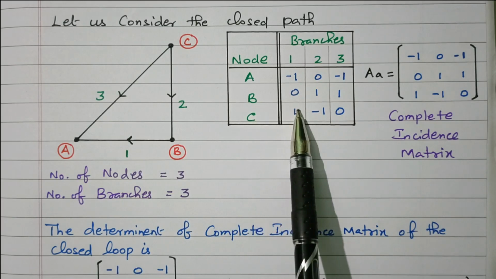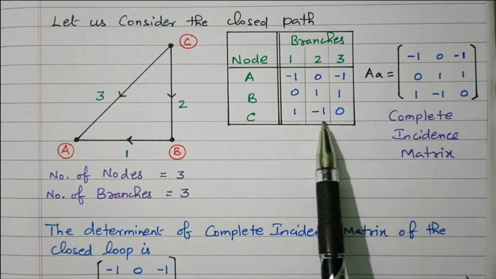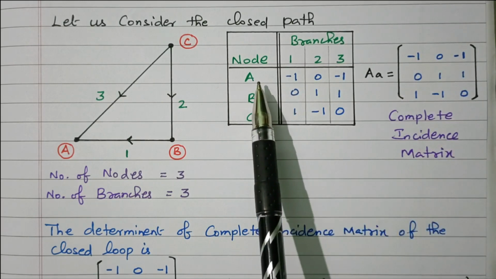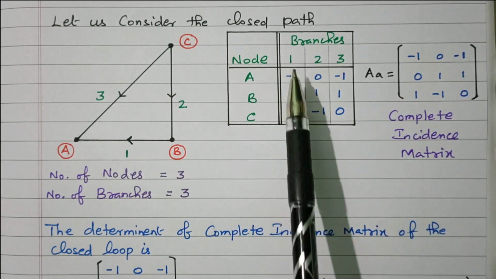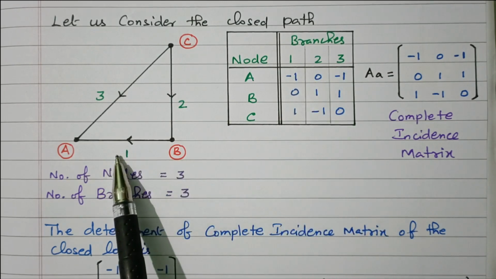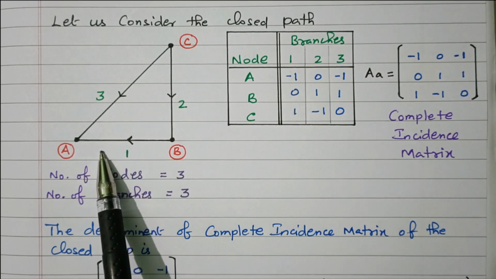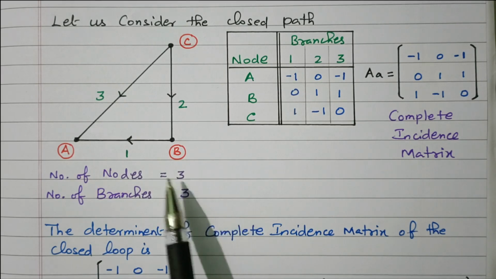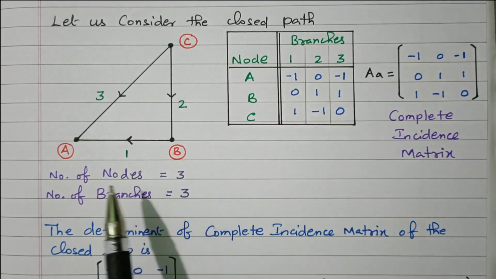First we will form the tabular column. The values available in the tabular column are nothing but the incident matrix. So 3 nodes A, B, C, 3 branches 1, 2, 3. If the current is going towards the node, -1. Away from the node, +1. Not connected means 0. Based on that, we can fill the tabular column.